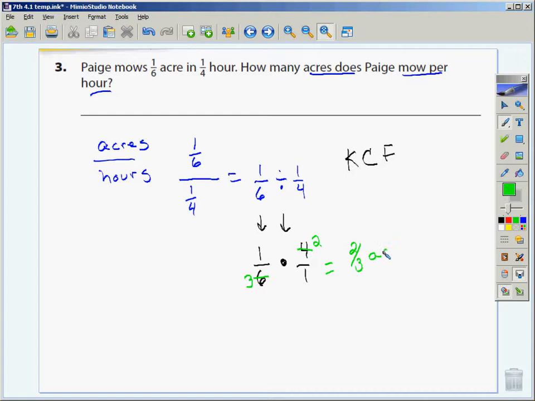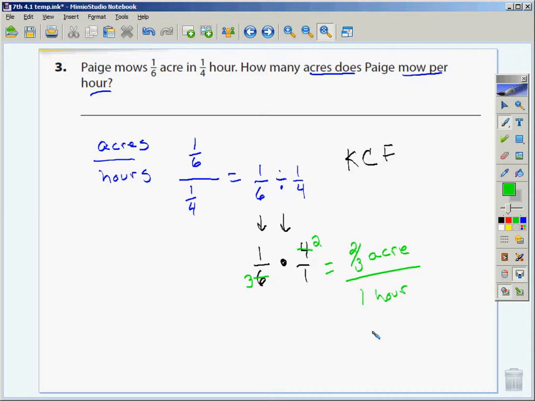This is 2/3 of an acre per 1 hour. The denominator is still a what? A 1. It's a unit rate. 2/3 of an acre per hour.